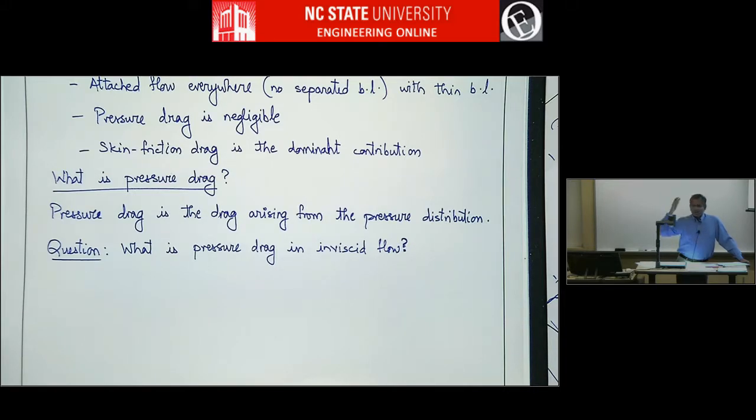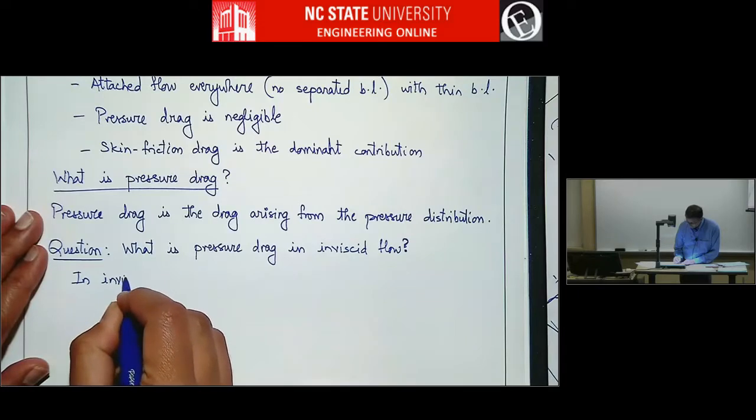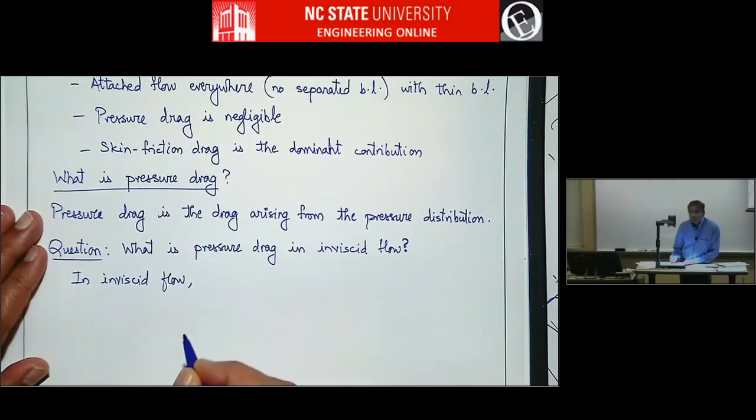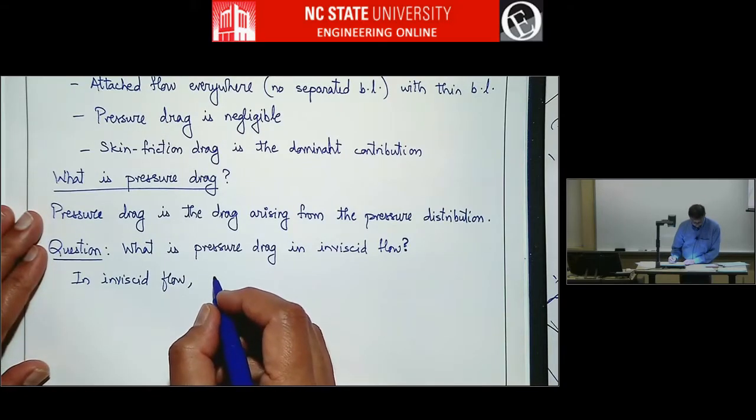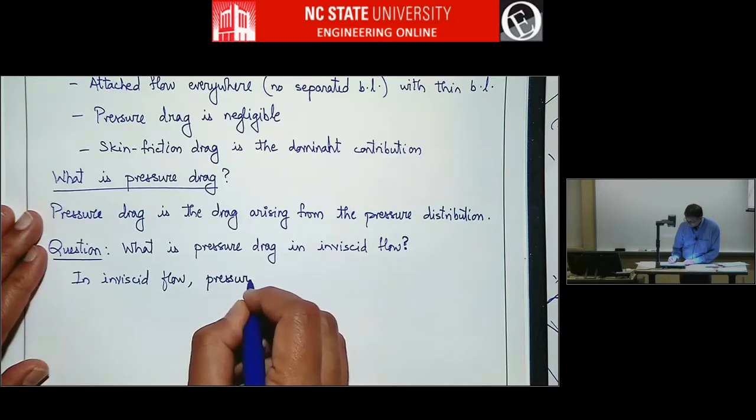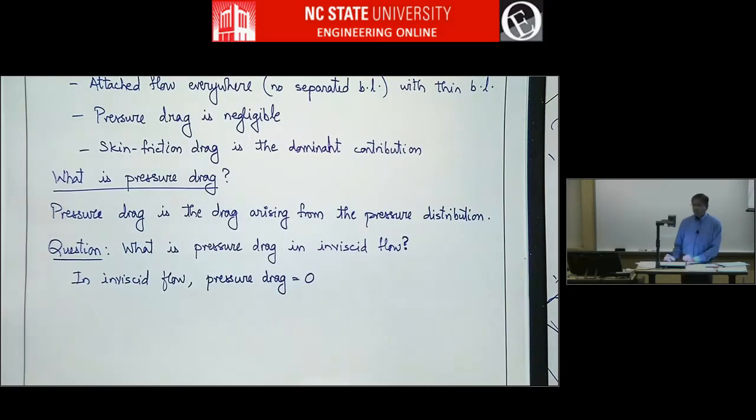Yeah, D'Alembert's paradox, right? Have you heard about that? I think you should have. Anyway, in inviscid flow, pressure drag is 0. This is only for airfoils. For wings, pressure drag is not 0.